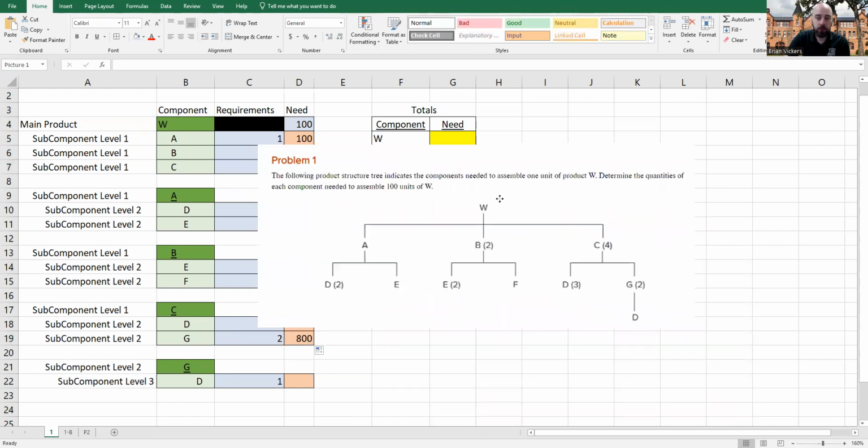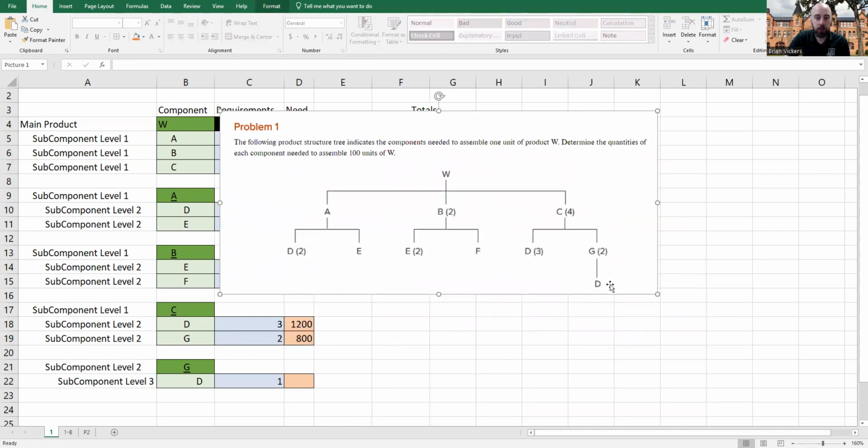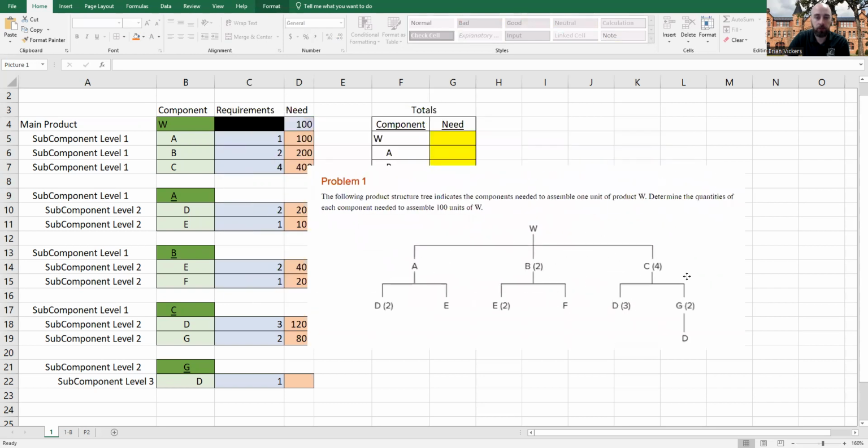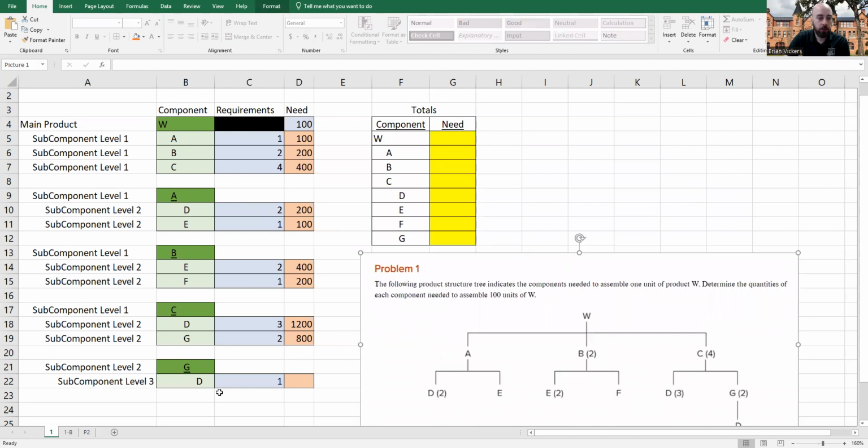Now we've got one final level. You see that there's a second level, so level 3 down here. Level 1, level 2, level 3. So subcomponent level 3, we need 1 D for every G that we make. So let's look to the level above us, level 2, and see that we're making G's here, 800 of them. So I'm going to do equals 800 times 1. So we need another 800 D's here.